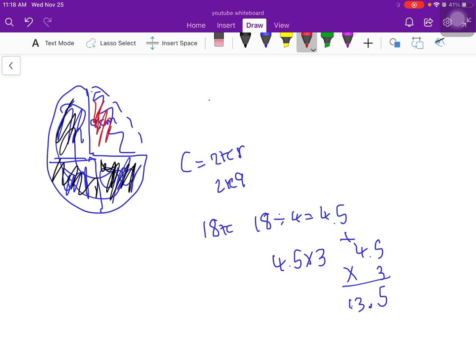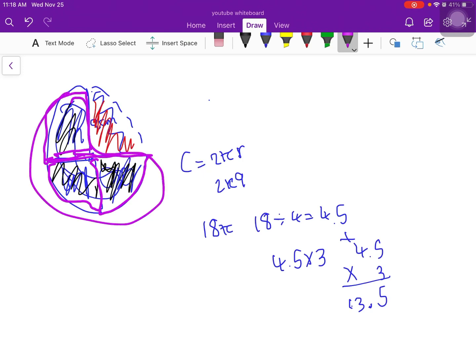We're not counting this part because it never asked us to find the circumference of that. Because we just divided 18 by 4, which gave us 4.5 for each of these pieces. And each of these pieces, I'm going to highlight these pieces, each equal 4.5 centimeters in circumference. And we multiplied it by 3, which gave us 13.5. So the circumference for this part of the circle was 13.5.